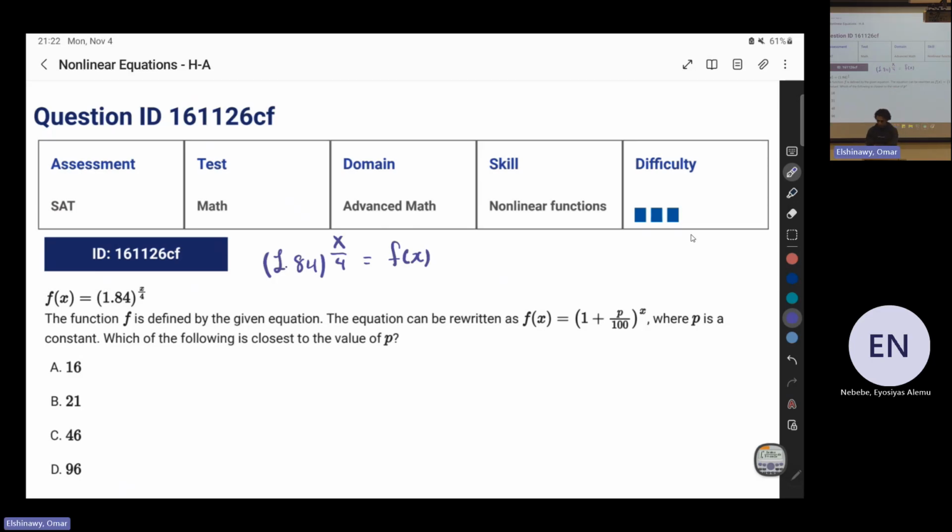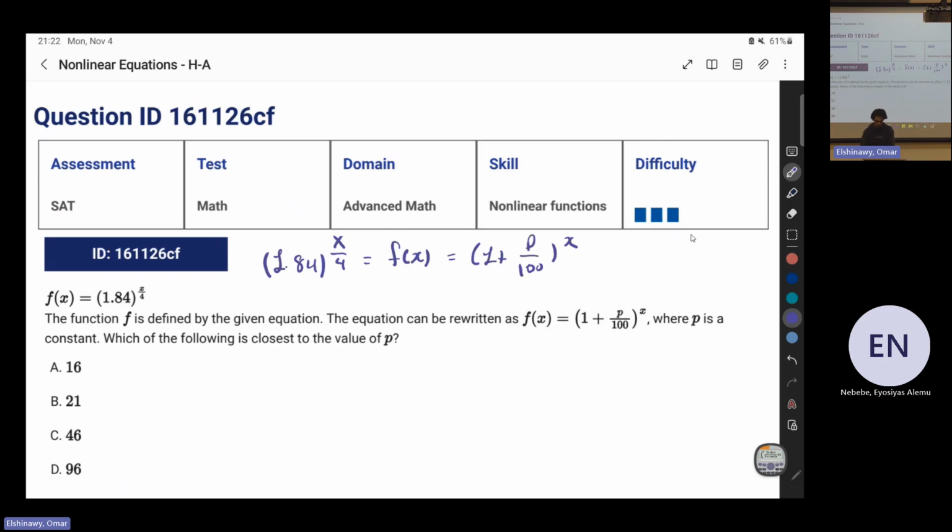I'm not sure. I think we need to be a bit clearer. I say that 1.84 to the power of x over 4 means that f of x equals 1 plus p over 100. Yeah, this is one way to write f, that's your question, and the other way to write f is this, where p is some number.